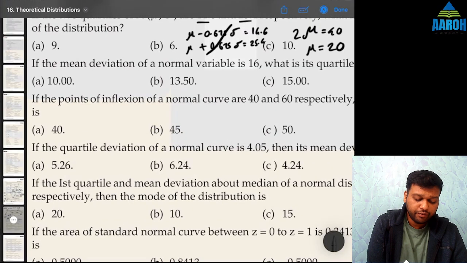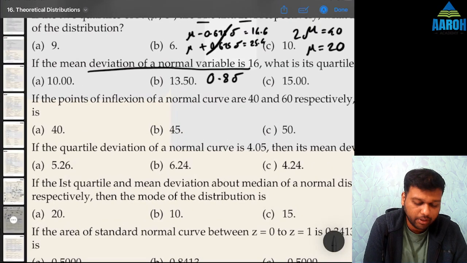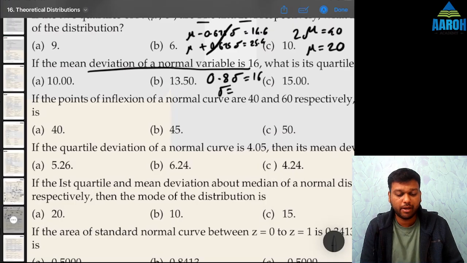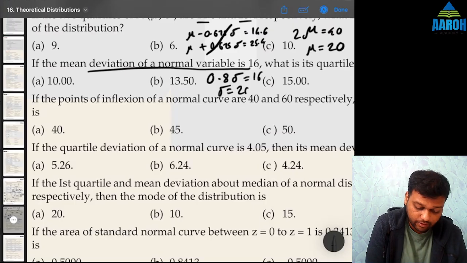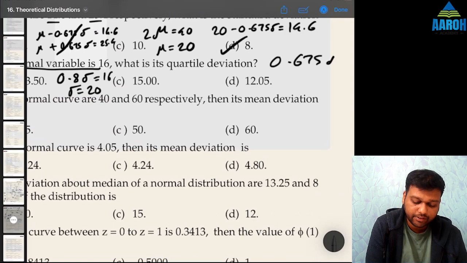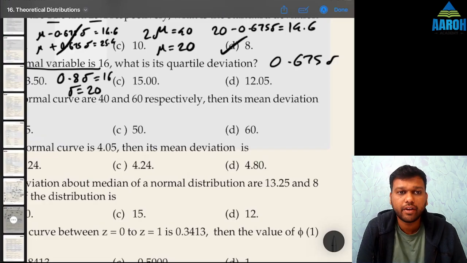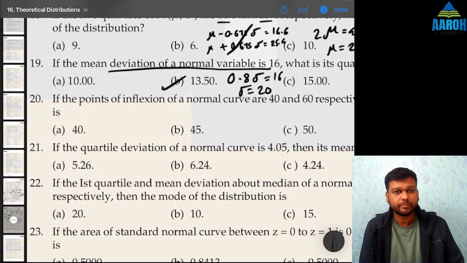Next, if the mean deviation of a normal variable is 16, which is approximately 0.8 sigma, that is 16. So sigma will be what? 16 by 0.8, which is 20. Then what is the quartile deviation? Quartile deviation is what? 0.675 sigma. So it is going to be 20 into 0.675. 13.5 is the correct answer, option B.